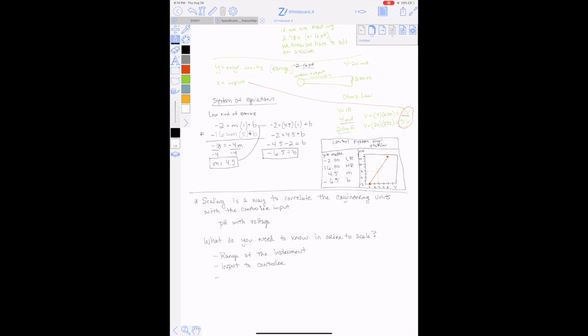What do you need to know in order to scale? Well, you need the range of the instrument, the input to the controller, and you also need the value of the resistor that you're using in the 4 to 20 milliamp loop. And that's all. The math is easy. Basically, you're figuring out what data you need from the data sheet.